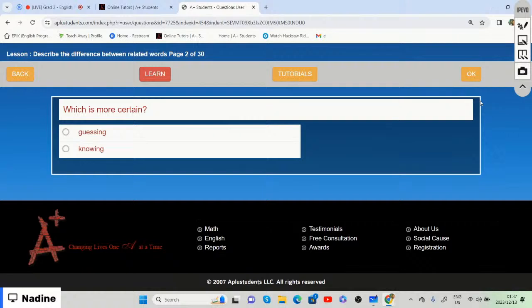Which is more certain? Is it guessing something or knowing something? So which is more certain, is it guessing or is it knowing? And the thing that is more certain, we can say, is knowing something.